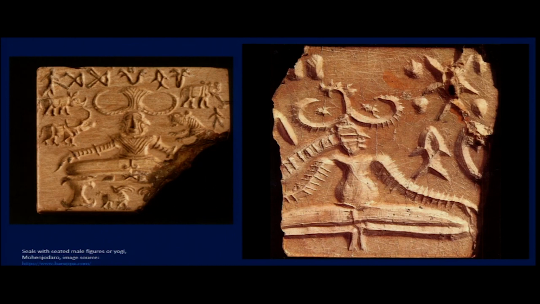So for example, in the seal on the left side, even though it is partly broken, what we find there is that the central figure is seated on a high chair or a platform, almost like a seat which is reserved for the royals. And then around the platform, there are many animals that we find.